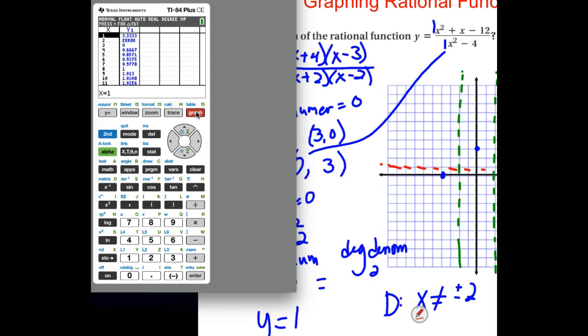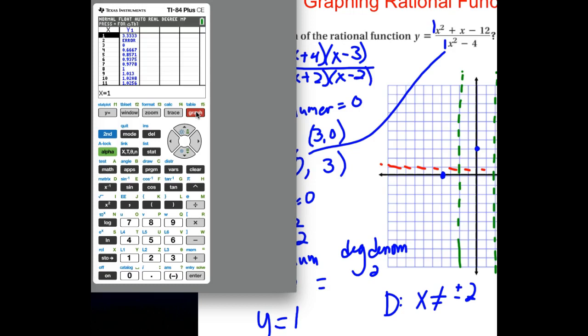Notice at 3, 0, right? We had found that one. That was one of our X-intercepts. Okay. And what happens at X being 2? What does it say for Y? Error. So we know that that's a vertical asymptote. We can't hit that value. Does that make sense? Okay.